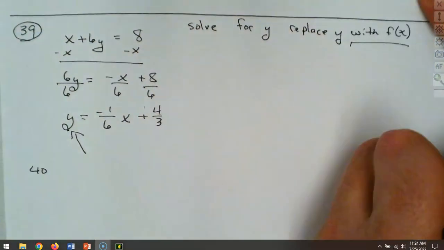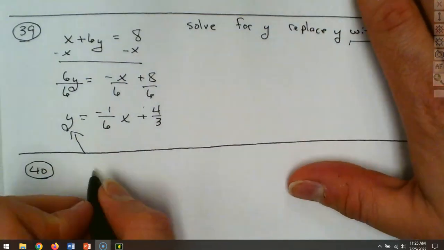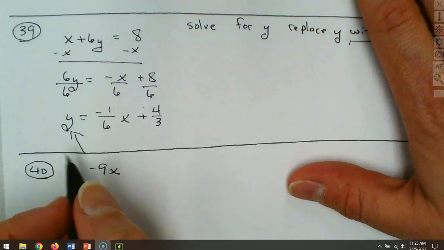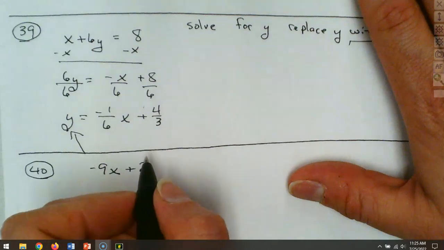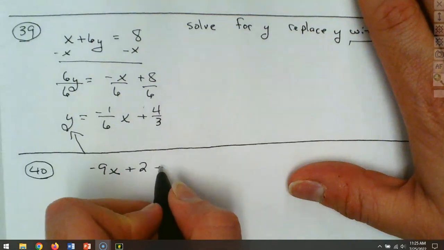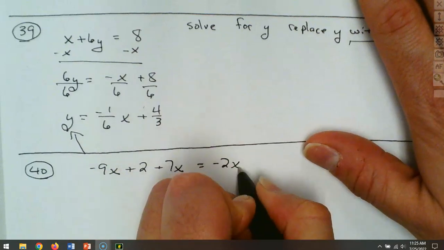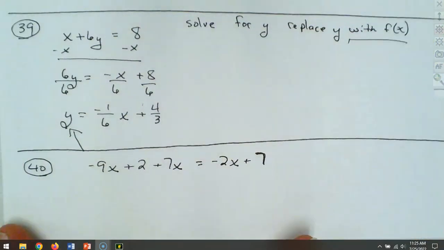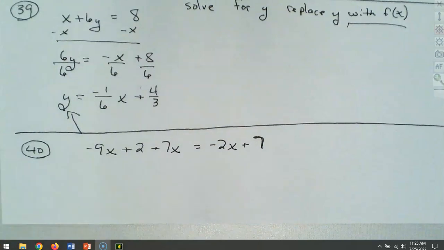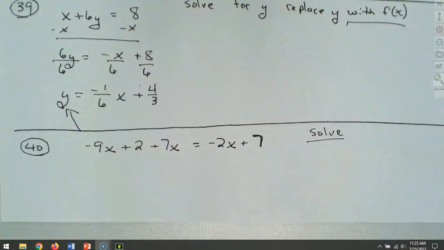Question 40, all I want you to do is solve it. On 40? Yep. And I know at least my copy didn't come out very nice because my copy's been copied a couple of times. But that's what we want to do, and I just want you to solve it. Okay, so solve this linear equation. So all we have to do is solve it.